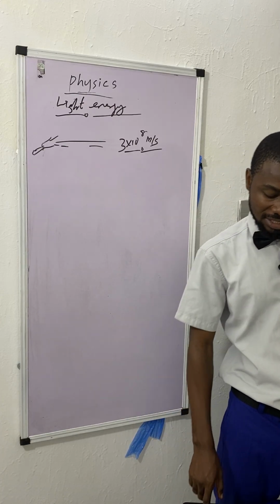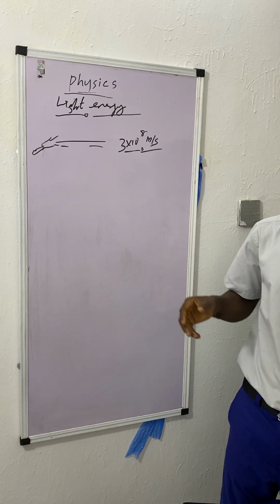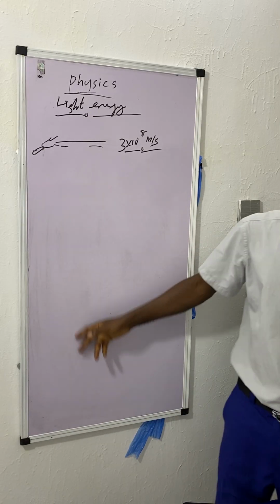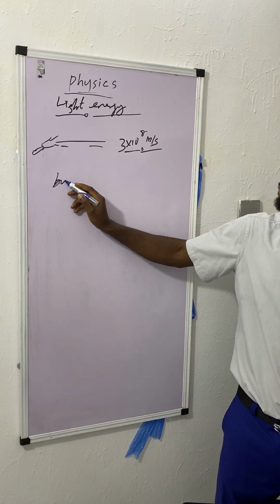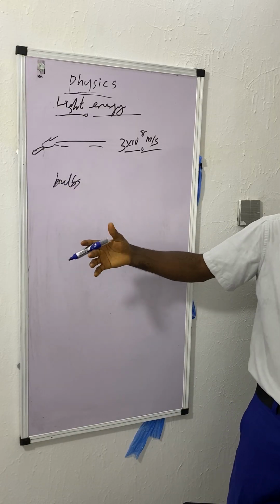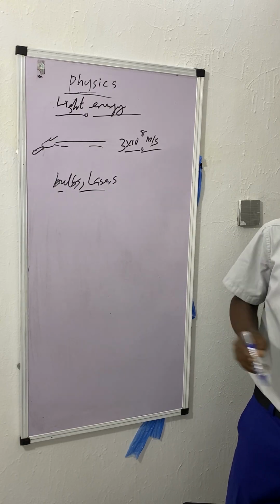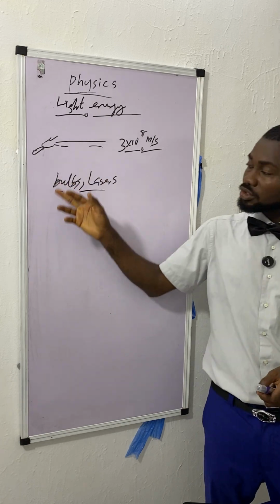What are the sources of light? We have natural source of light. We have artificial source of light. Natural sources of light include the sun, stars, and fireflies. Those are natural sources of light. Then artificial sources of light, we have bulbs. We have laser. All these are artificial sources of light. All right? So let's understand what is meant by luminous and non-luminous objects.